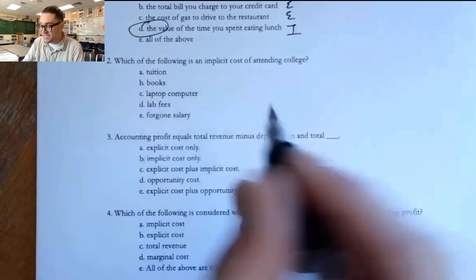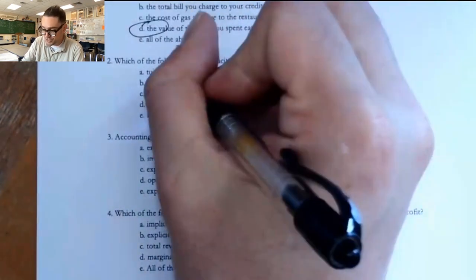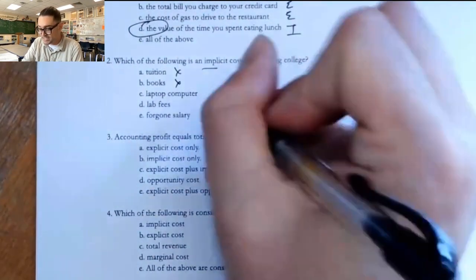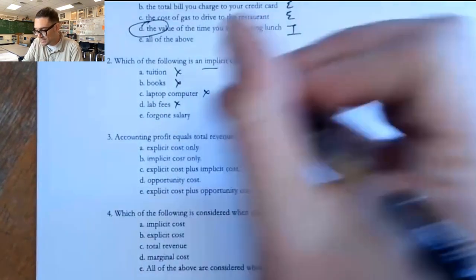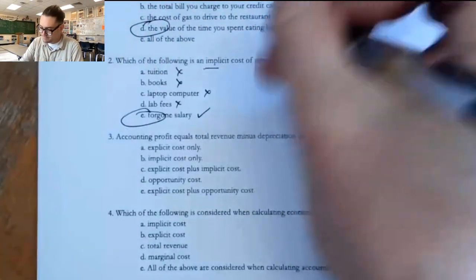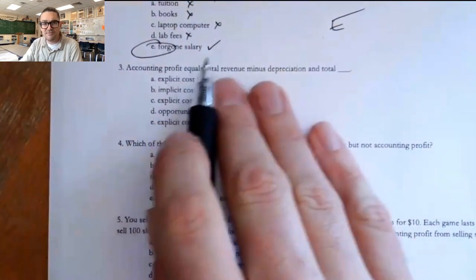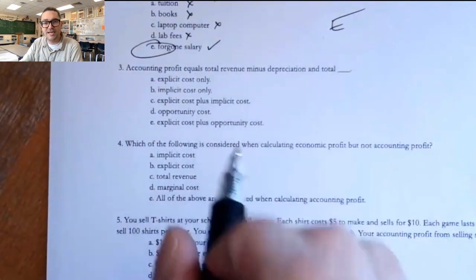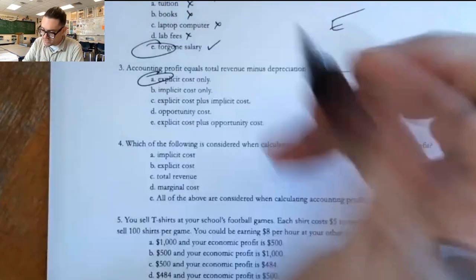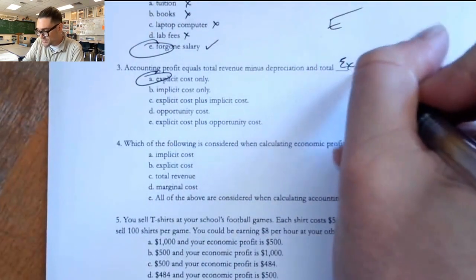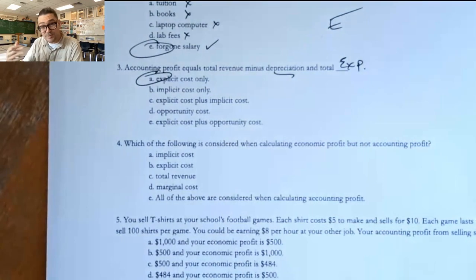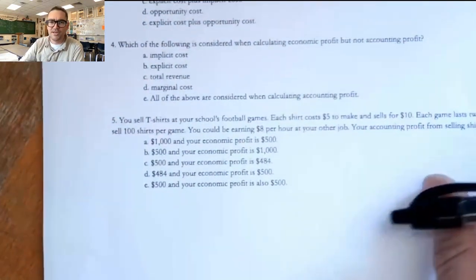Question 2, which of the following is an implicit cost of attending college? Tuition, no, that's explicit. Laptop, explicit. Lab fees, explicit. Foregone salary. So we have D. Then, accounting profit equals total revenue minus depreciation and total explicit cost. That's all they care about, right? Explicit. And the depreciation, which you'll probably see in a couple of questions that just include that word. Not much you're going to have to do with it.